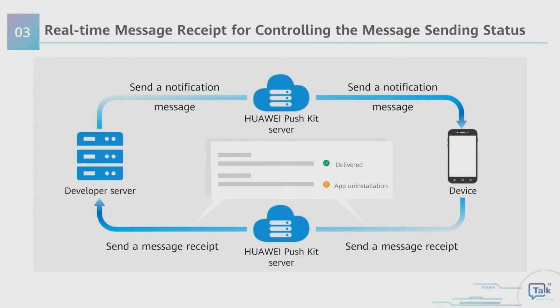For example, that the notification is received but not displayed, because the notification of your app or on the entire device is disabled. Or maybe the app is inactive, which means the target device has not accessed Huawei PushKit for more than 30 days. It can also tell you that the targeted app does not exist on the target device anymore.